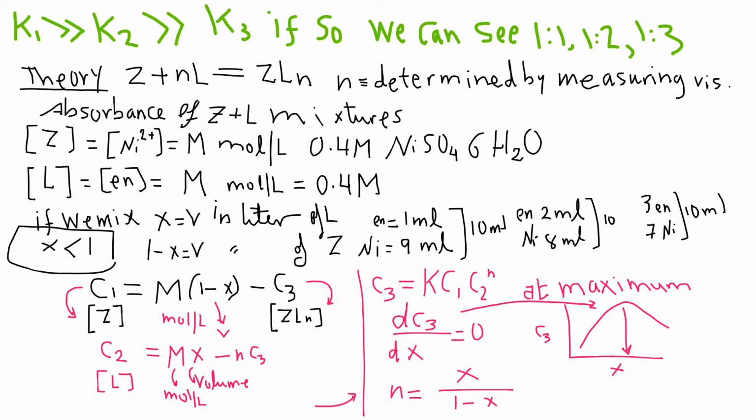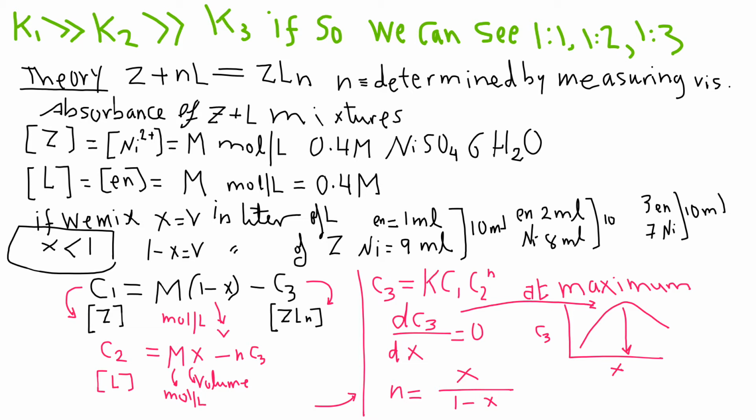Z is the nickel in mole per liter, and we prepare for this experiment 0.4 molar nickel sulfate in a 100 ml volumetric flask, and L is the ethylene diamine, M is the mole per liter, the same 0.4 molar. So we have equal concentrations of ligand and metal. You have to take care of this point. You prepare equal concentrations of ethylene diamine and nickel in 100 ml volumetric flasks, and all the volumes in this experiment are measured analytically, and the masses when you weigh and you prepare the solution.